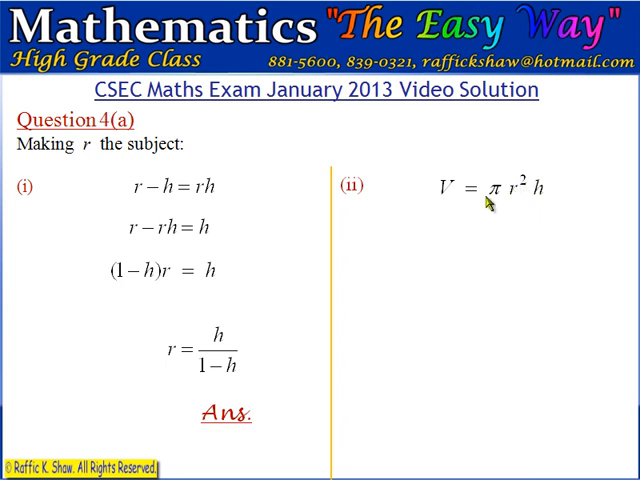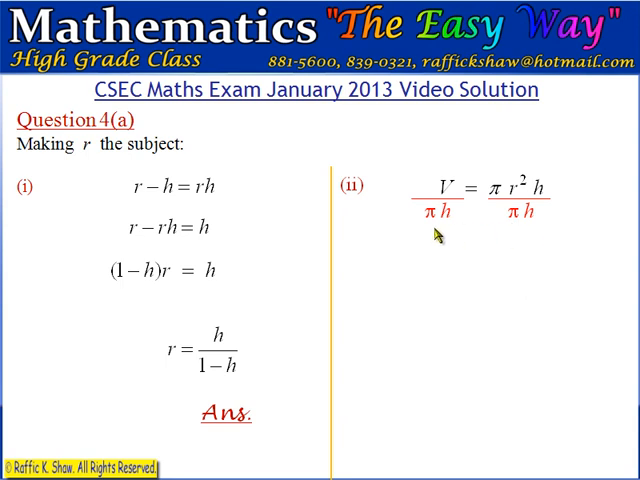And so to make R the subject, firstly we're going to divide both sides by pi H, because we want to get rid of the H and the pi from this side so we can leave the R squared term by itself on this side. And so this is what would happen.